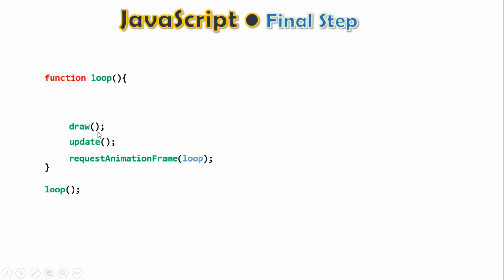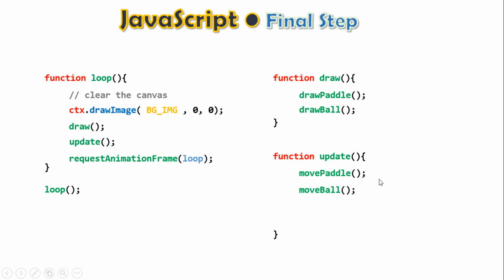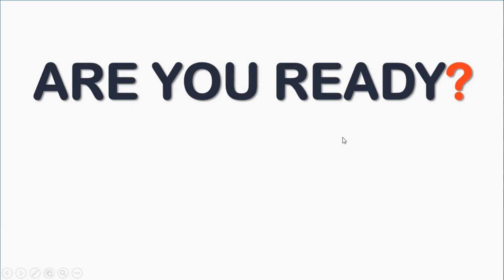Our draw function, our update function, we said we clear the canvas using an image. This is our draw function, and this is our update function. Inside our draw function, we will do the drawing, which is draw paddle and draw the ball. Inside our update function, we will move the paddle, move the ball, and do the collision detection. Now I think you are ready to type in this part of the code.